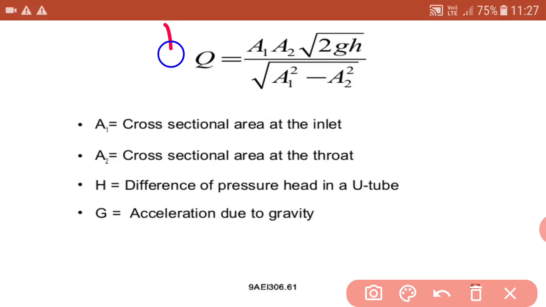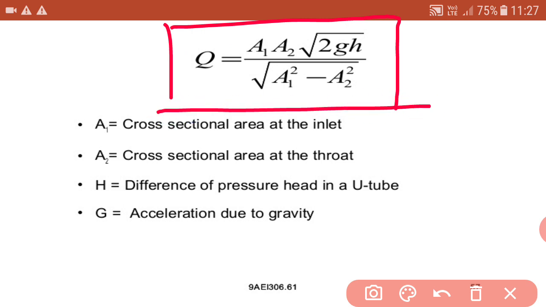The equation is Q is equal to A1 A2 under root 2GH upon under root A1 square minus A2 square. Using this we can measure flow rate. Now what is A1? It is the cross-sectional area at the inlet. And what is A2? It is the cross-sectional area at the throat.